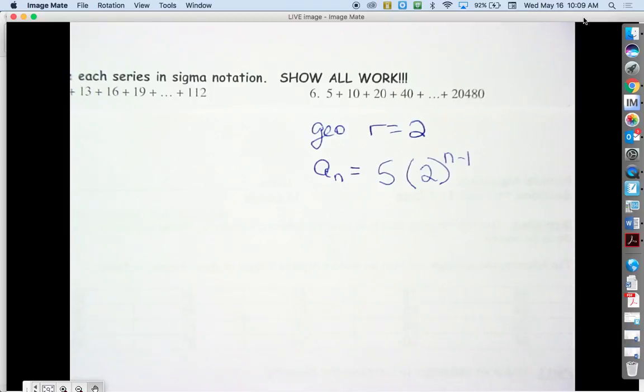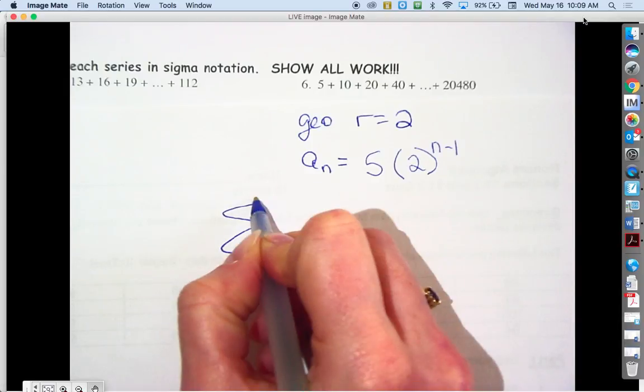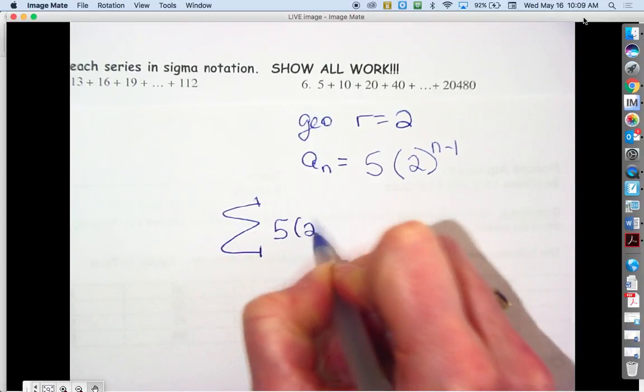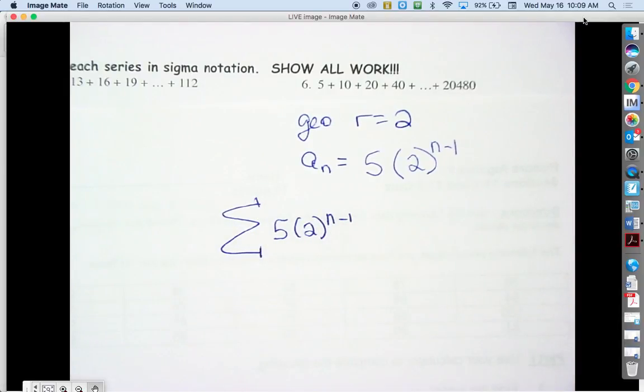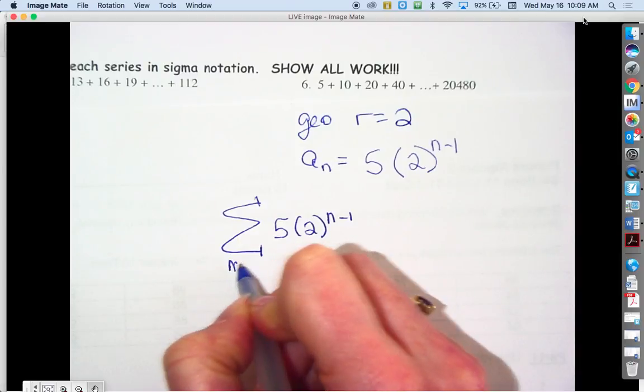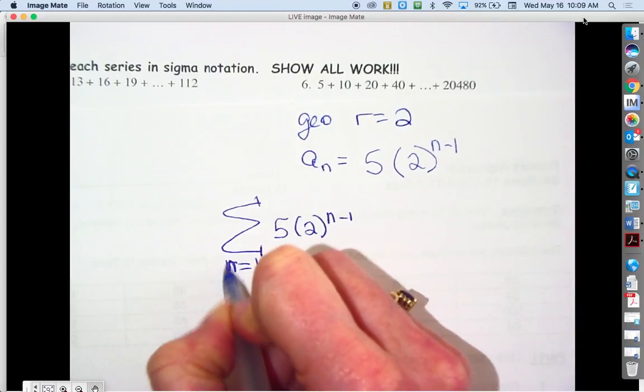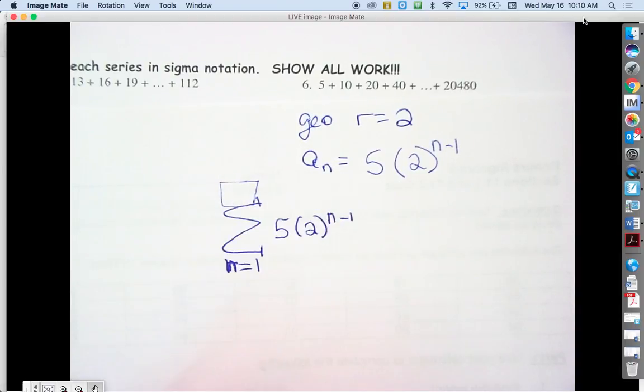So when we write our sigma, the formula goes right next to the sigma. Because we have just a standard geometric sequence, it starts at 1. And then we need to know the number that goes on top. How do we find the number that goes on the top of the sigma? David?